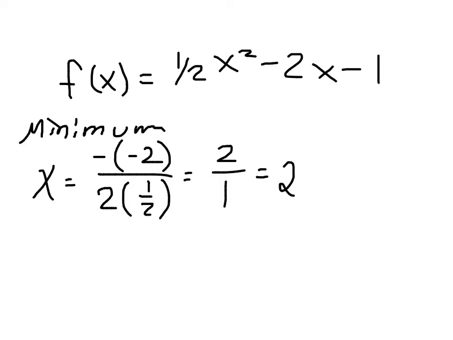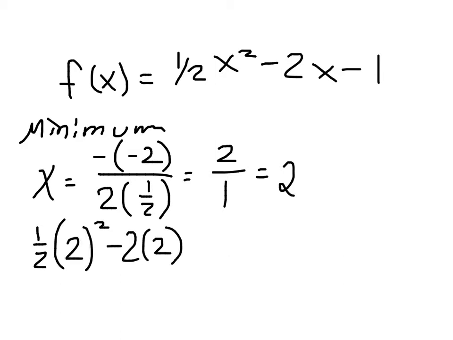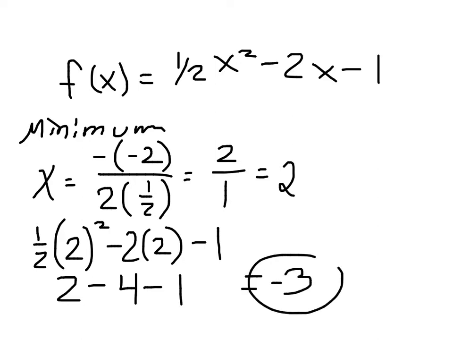You have to find the minimum or maximum, and what you do there is you plug that number 2 into your equation and see what we get. So 1/2 times 2 squared minus 2 times 2 minus 1. What is 2 squared? 4. What is half of 4? 2. What's negative 2 times 2? Negative 4. What is 2 minus 4 minus 1? The minimum value is negative 3.